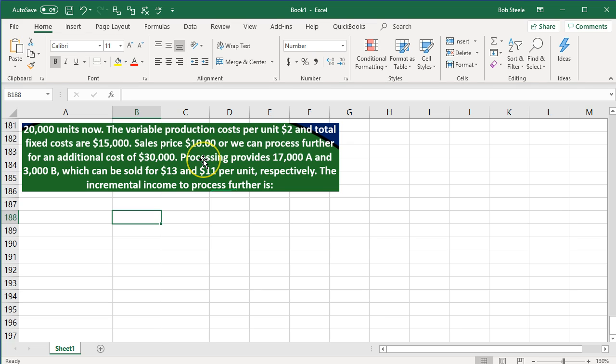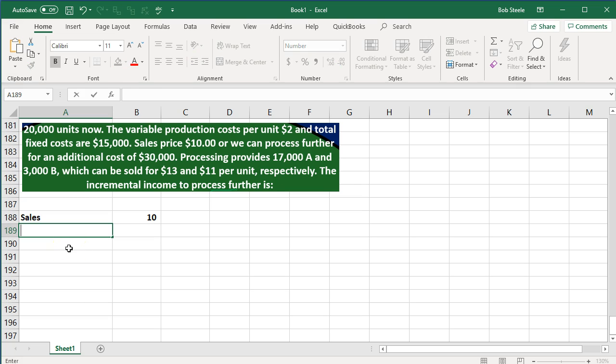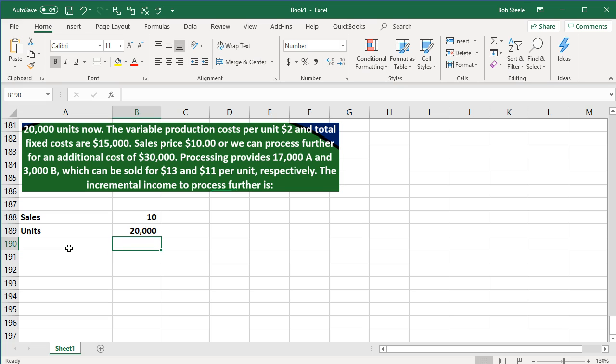We're going to say that as of now, we could sell them for a sales price of $10, and the units that we have are 20,000 units. We multiply that out, this times this. That's going to be our revenue. Notice revenue is a different term here than income, because usually managerial accounting will kind of shorten income to be like the net income.